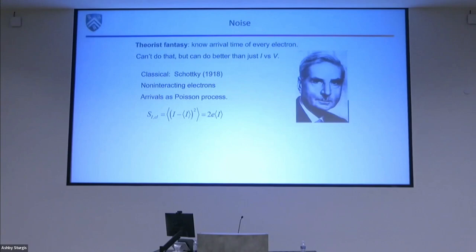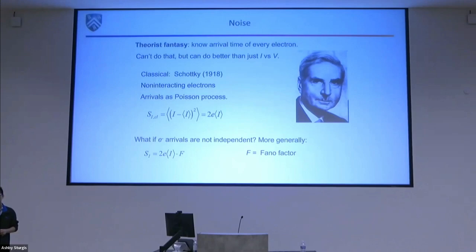In a situation where electrons have no interaction at all, for example in a vacuum, the electron absorbs energy and is ejected to the receiver. The total current is decided by this discrete arrival, and since there's no interaction, if you get one electron now, you still have no idea when the next electron will come. In other words, it's the arrival time distribution. In this case, you will get the noise S equal to 2eI, proportional to the current.